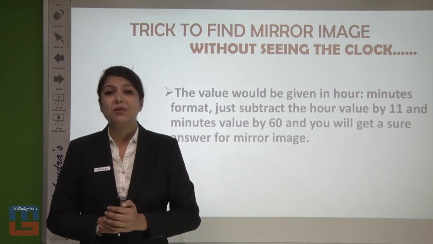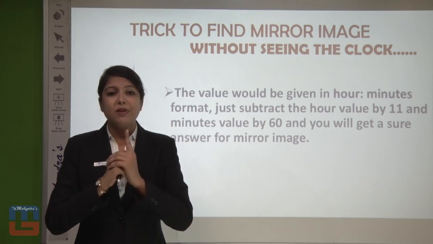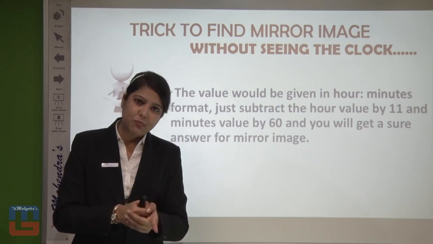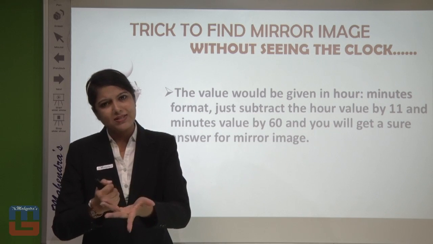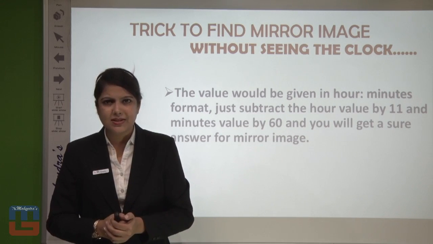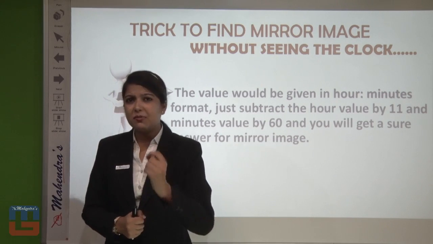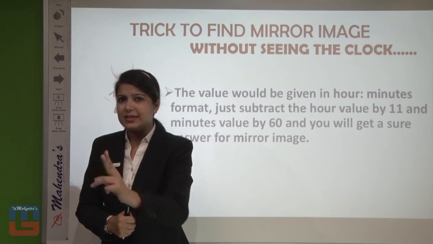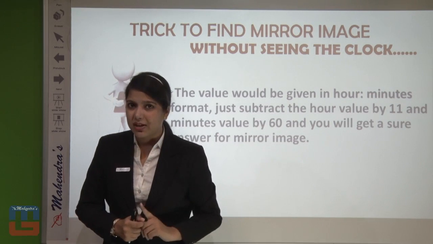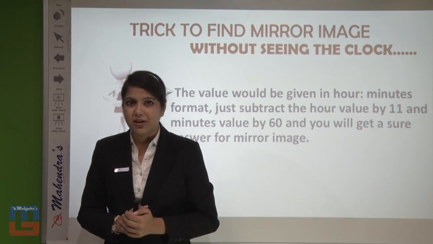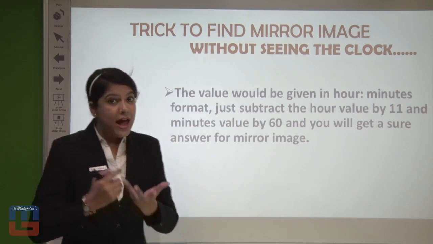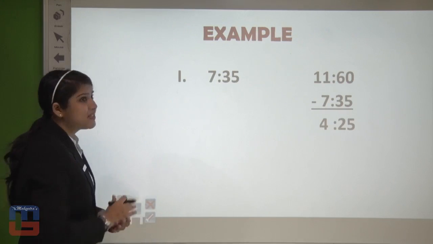So if the time value is given in hour and minute format, we just have to subtract the hour value from 11 and the minute value from 60, and the answer will be with us. Very easy. Just remember two numbers, 11 and 60. The hour value is subtracted from 11 and the minute value is subtracted from 60, and that gives us the answer.